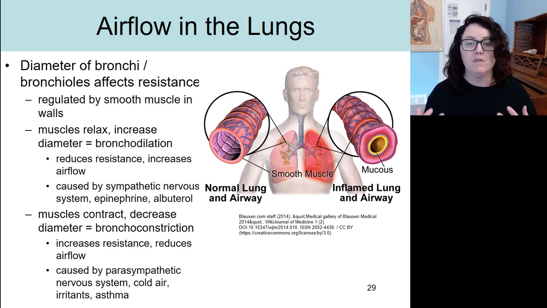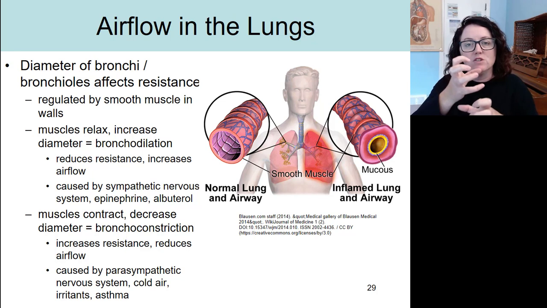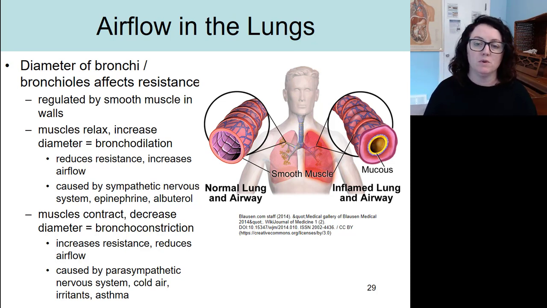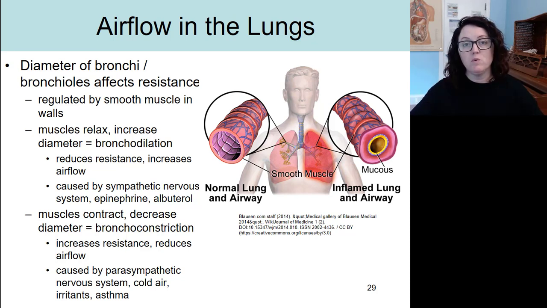The diameter of these tubes is basically mostly controlled by the smooth muscle in the wall of these tubes. We talked about how we have these belt-like, strap-like smooth muscles that are in the wall of these tubes, and when those muscles constrict, it's like a belt tightening, and it squeezes on that tube, making the diameter inside the tube get smaller. But when those muscles relax, it increases the diameter of the tube. So when the muscle relaxes and we get the increase in diameter, that's called bronchodilation. This reduces resistance, right? The bigger tube for the air to flow through, it's easier for the air to flow, right? So it increases airflow.